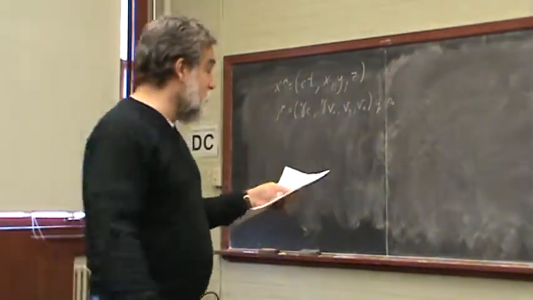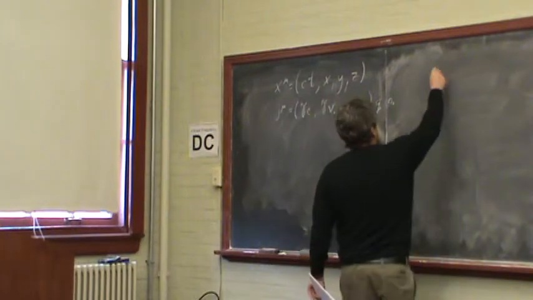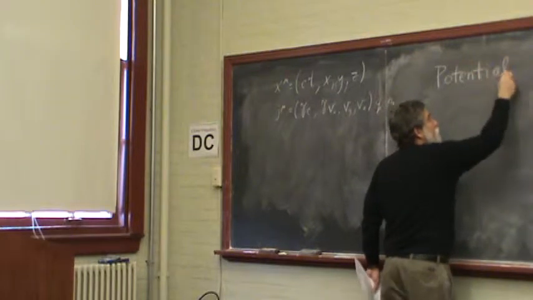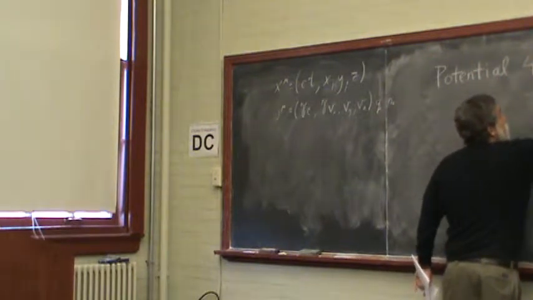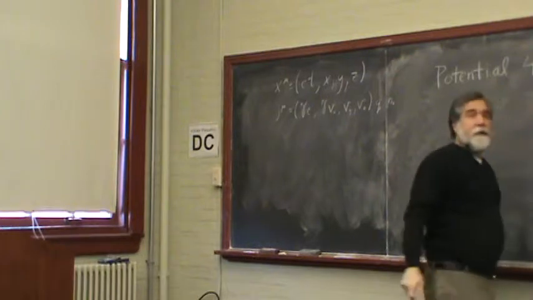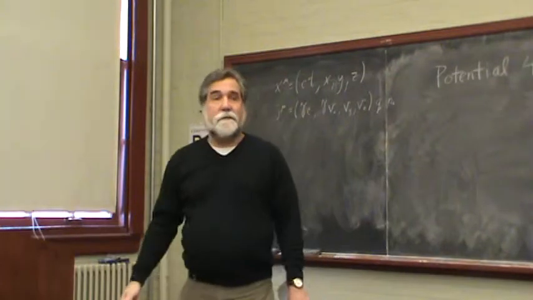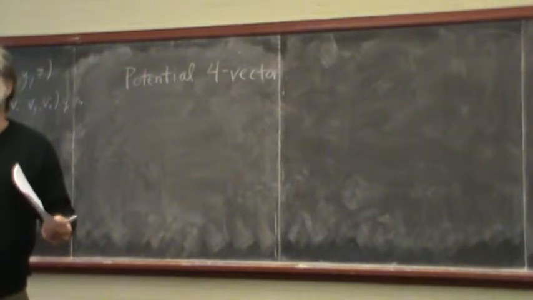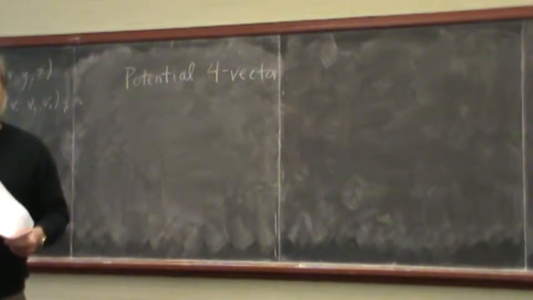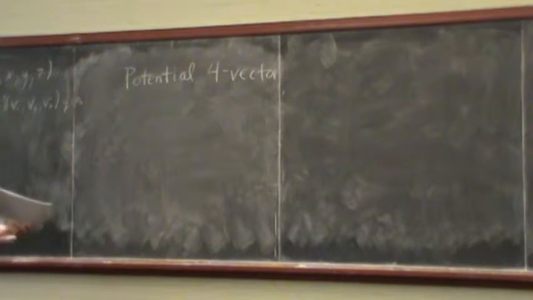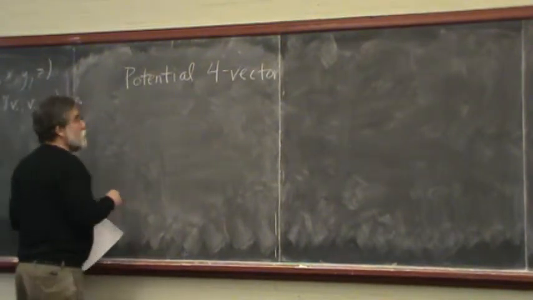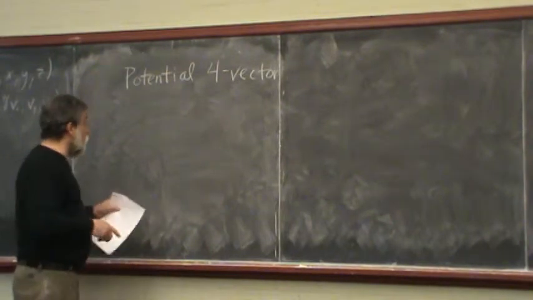The next four-vector that's of interest to us is the potential four-vector. And it's got to include the potential. So I'm going to start off and write the first term in the four-vector as the potential, and then try to figure out what the rest of them should look like.